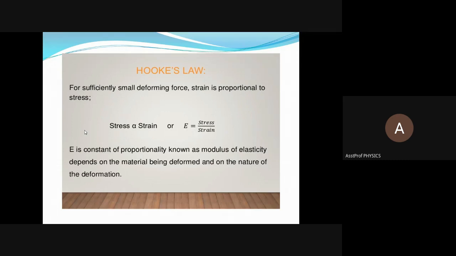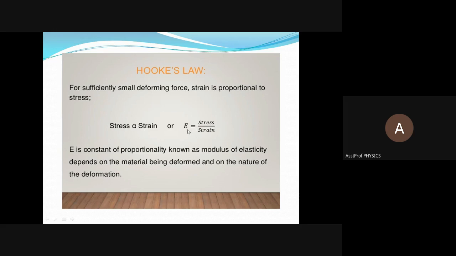So how do you measure the modulus? The modulus of a material, that is, its elasticity, we measure by finding the ratio of stress to strain. The constant of proportionality is known as the modulus of elasticity, that is the term E. So in the next step, you should write it as stress is equal to E into strain, or E is equal to stress divided by strain.